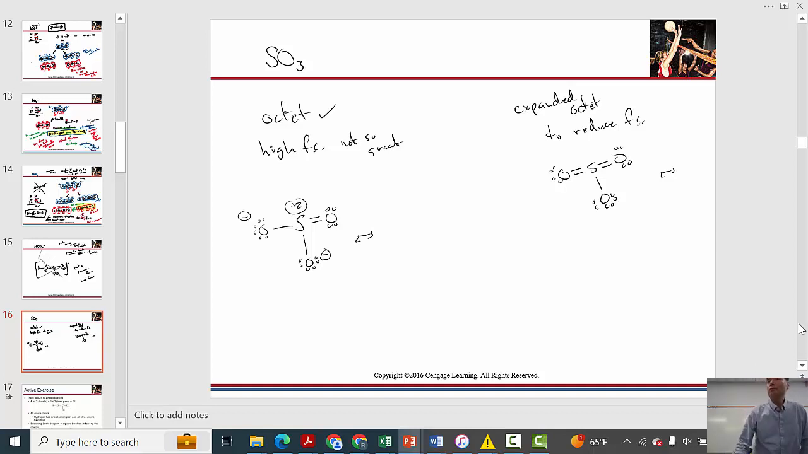But the formal charges have been reduced. What are the formal charges now? Plus and minus. Plus on this sulfur, minus on this bottom one.